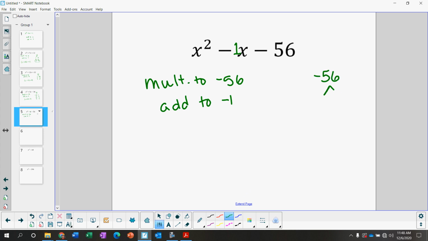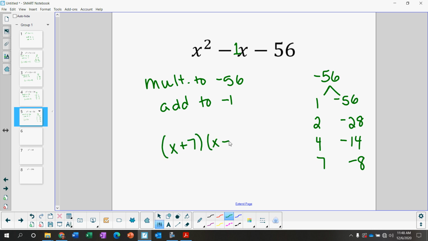So when I figure out my numbers for negative 56, I would have 1 and negative 56. That adds to negative 55. 2 and negative 28. That adds to negative 26. 3 doesn't go in. 4 and negative 14. That adds to negative 10. 5 doesn't go in. 6 doesn't go in. 7 and negative 8. That's my pair that adds to negative 1. We have x plus 7, x minus 8.